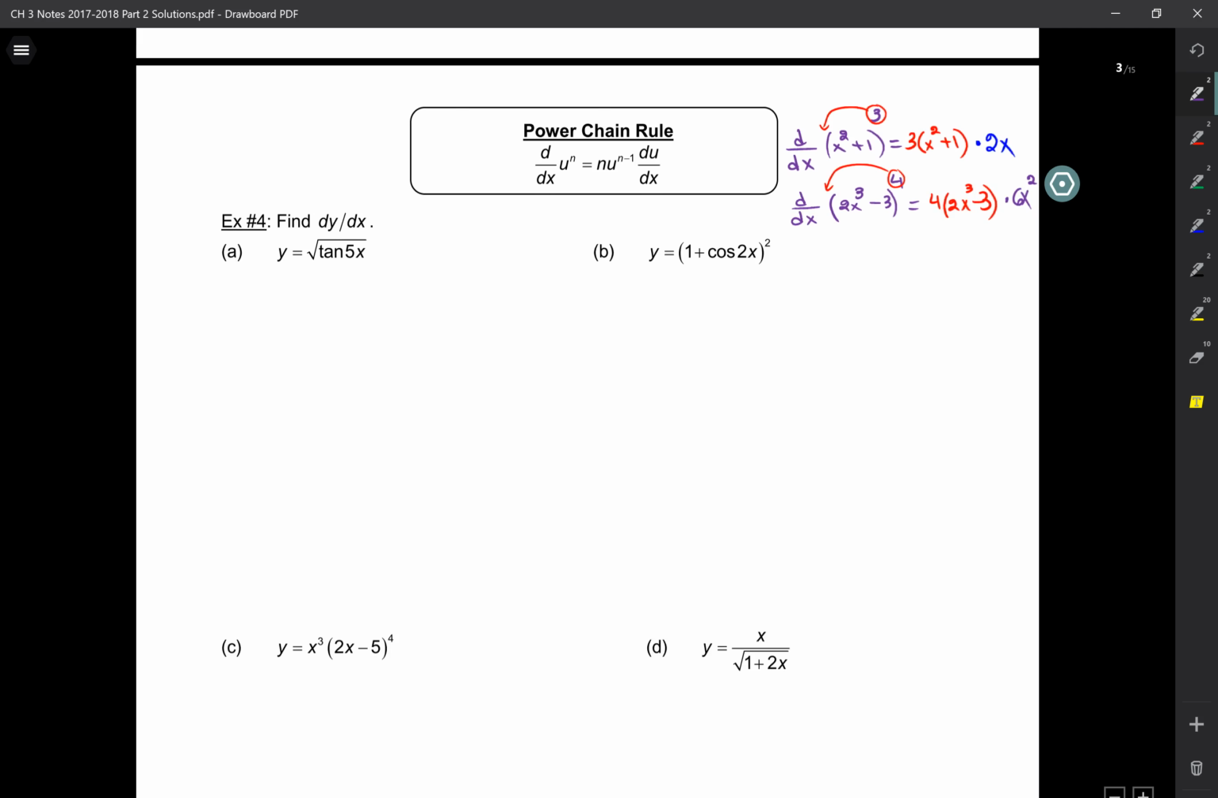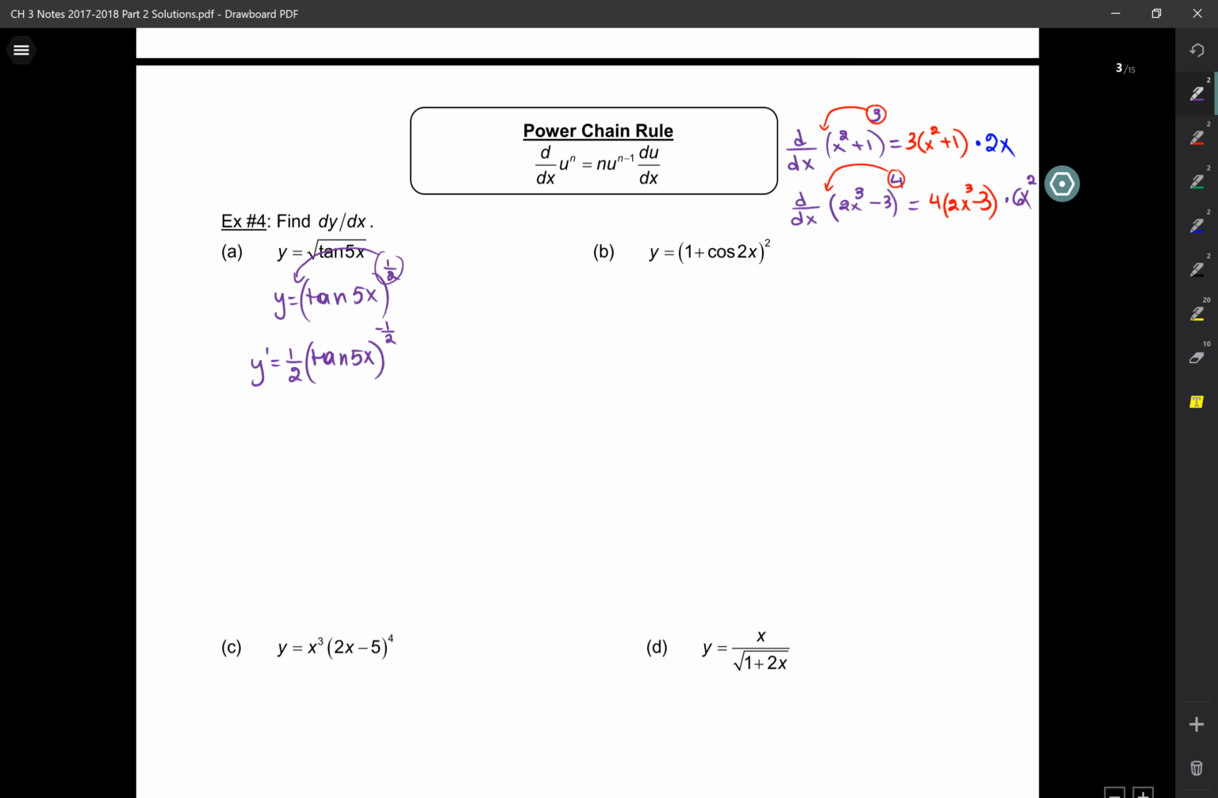So take a look at this one. Now we have a root tangent, but there is no exponent. What do we do? To the power of 1/2. Right. So y is tangent 5x to the power of 1/2. Now, y prime, what's going to happen to the 1/2? It's going to come to the front. So it's going to be tangent 5x to the power of what? Negative 1/2.